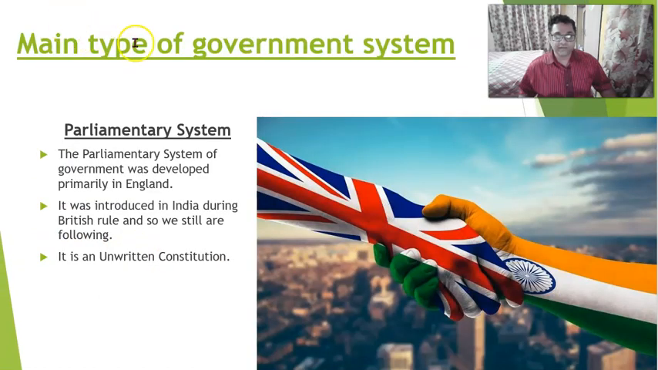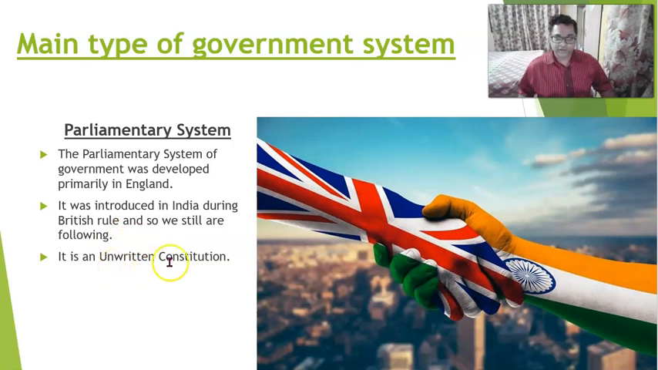And let us see the main types of government system. Basically there are two types. One is the parliamentary system, second one is the presidential system. Now we are going to learn the parliamentary system of government. The parliamentary system of government was developed primarily in England. It was introduced in India during the British rule, and we are still following it.